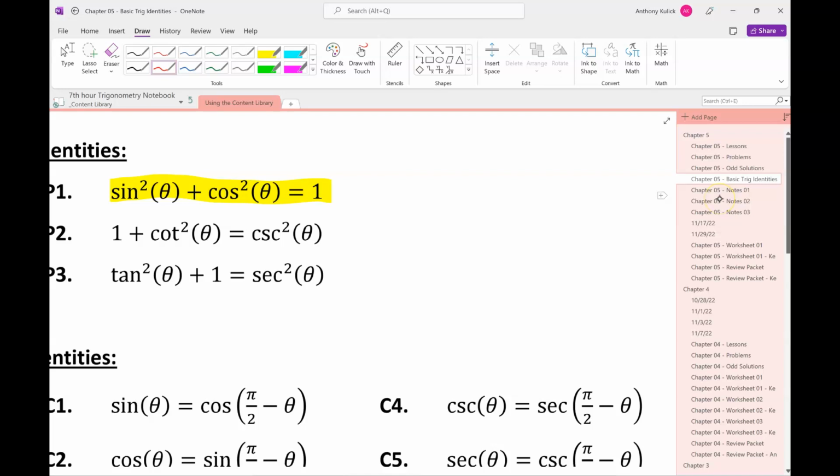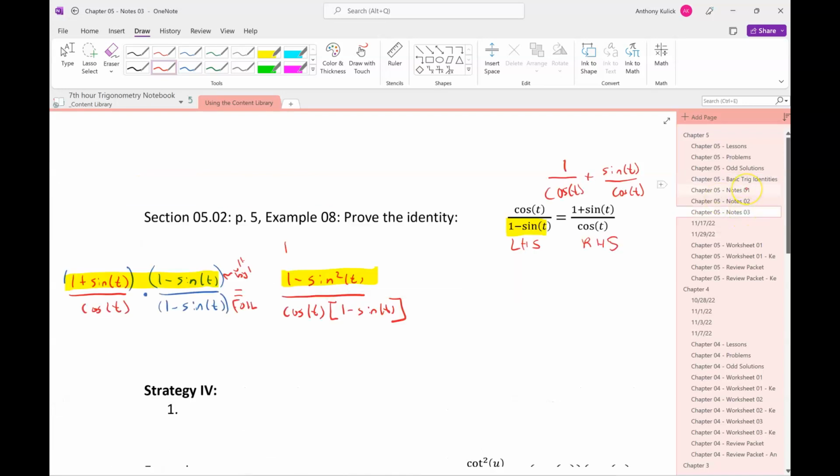Well, I'm going to replace this 1 with sine squared plus cosine squared. And then I still have that minus sine squared. And we're all over that stuff. Well, what good did that do, Mr. Kulik?